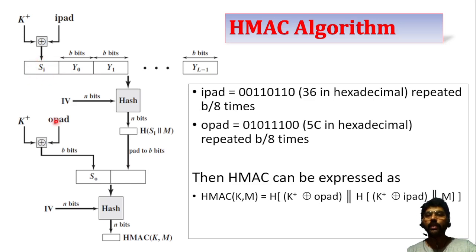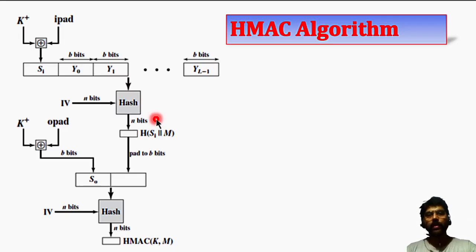OPAD is a value called 5C in hexadecimal. 5C means 01011100 in binary. This is the input given for the algorithm. It's 5C, and it is also used for transforming the remaining half of the bits.